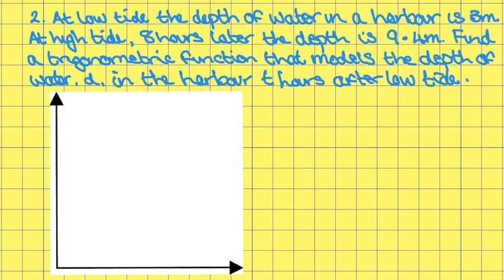Another typical type of question is to model tidal flow. At low tide, the depth of water in a harbour is 3 meters. At high tide, 8 hours later, the depth is 9.4 meters. Find a trigonometric function that models the depth of the water d in the harbour t hours after low tide.